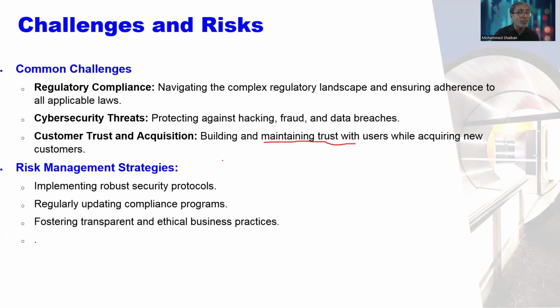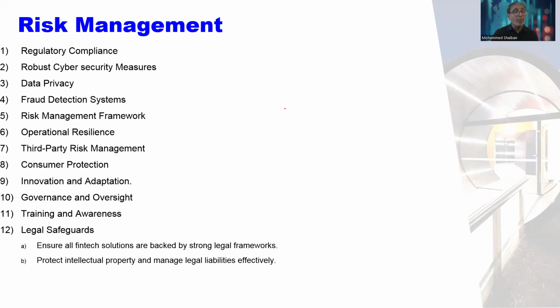Now, risk management strategies: you have to implement cybersecurity. You have to always be compliant with the compliance programs and regulations, and you have to be ethical: no money laundering, no under-the-table businesses. You have to have regular, transparent, and ethical business practices. We will talk about risk management as we progress, but we have talked already about it. As you can see, again, regulatory compliance is a problem. Cybersecurity is a problem. Now we identify it, and we also have to manage it.